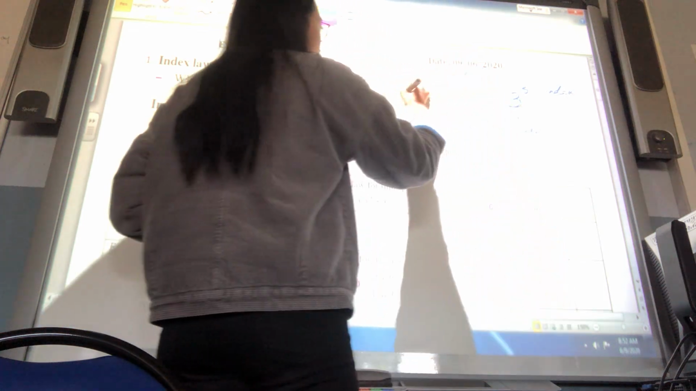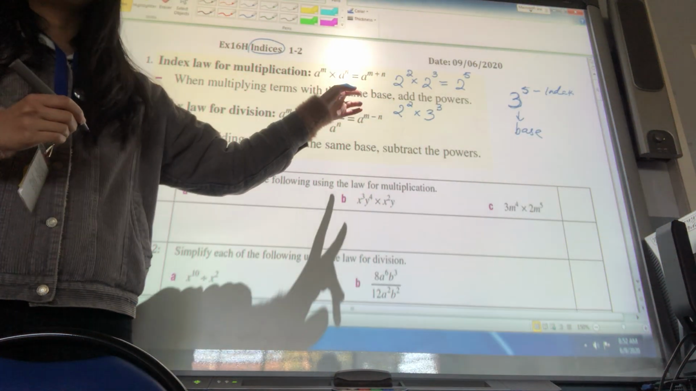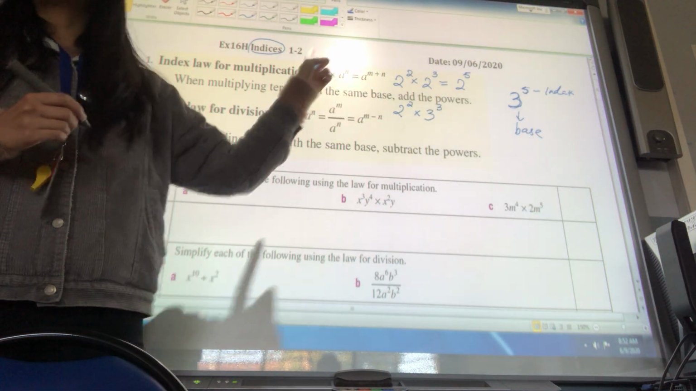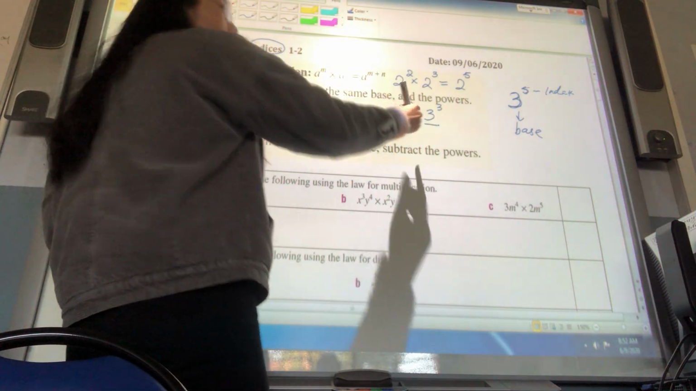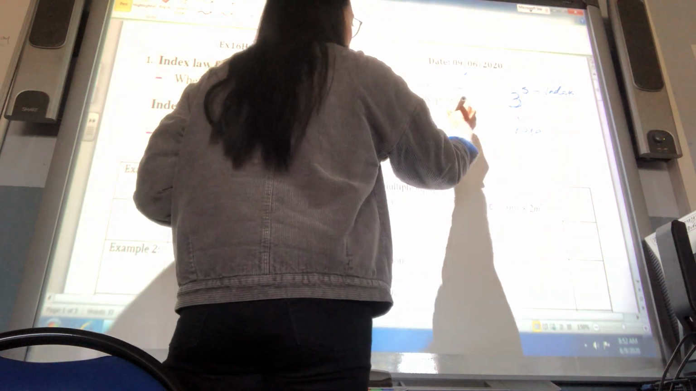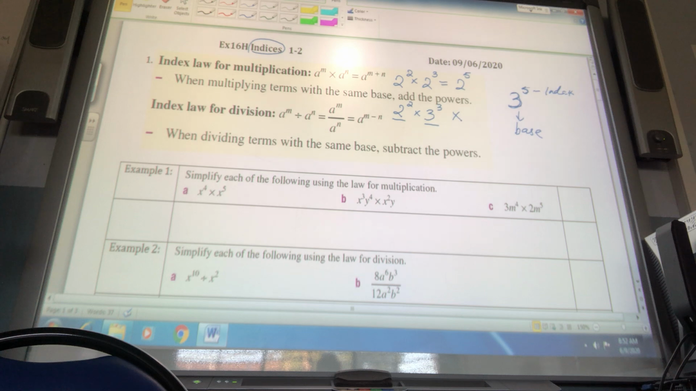But if I have 2 to the power of 2 times 3 to the power of 3, can I multiply them together? No. Why not? Because they have different bases, right? So with examples like this, when the bases are not the same, you cannot just use this rule. It doesn't apply. You've got to make sure, as the first step, that the bases are the same number.